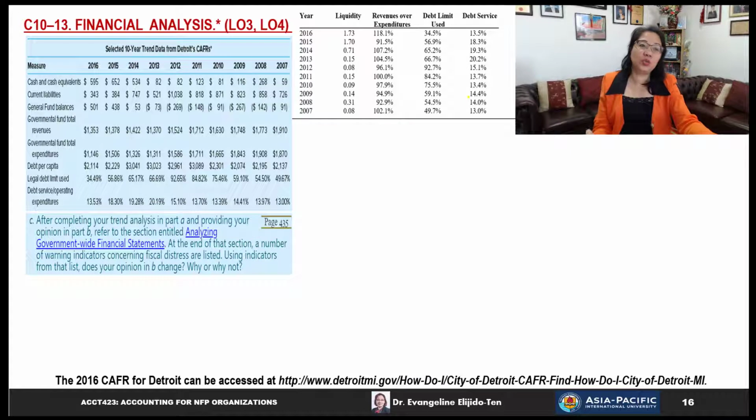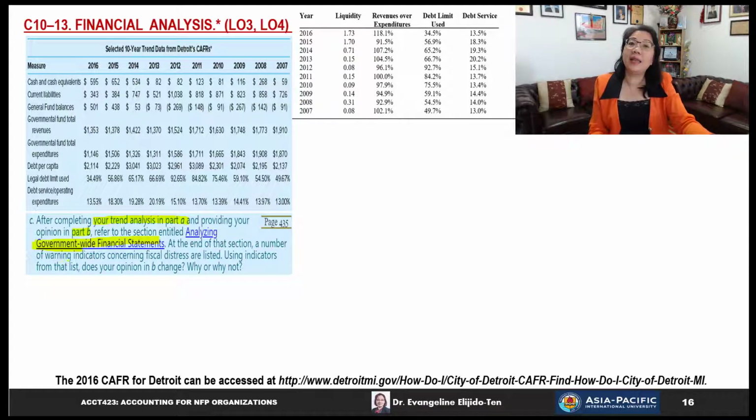Let's move on to requirement letter C. Now, after completing your trend analysis in Part A and providing your opinion in Part B, we are asked to refer to the section entitled Analyzing Government-Wide Financial Statements. And this is found at the end of that section in your textbook.